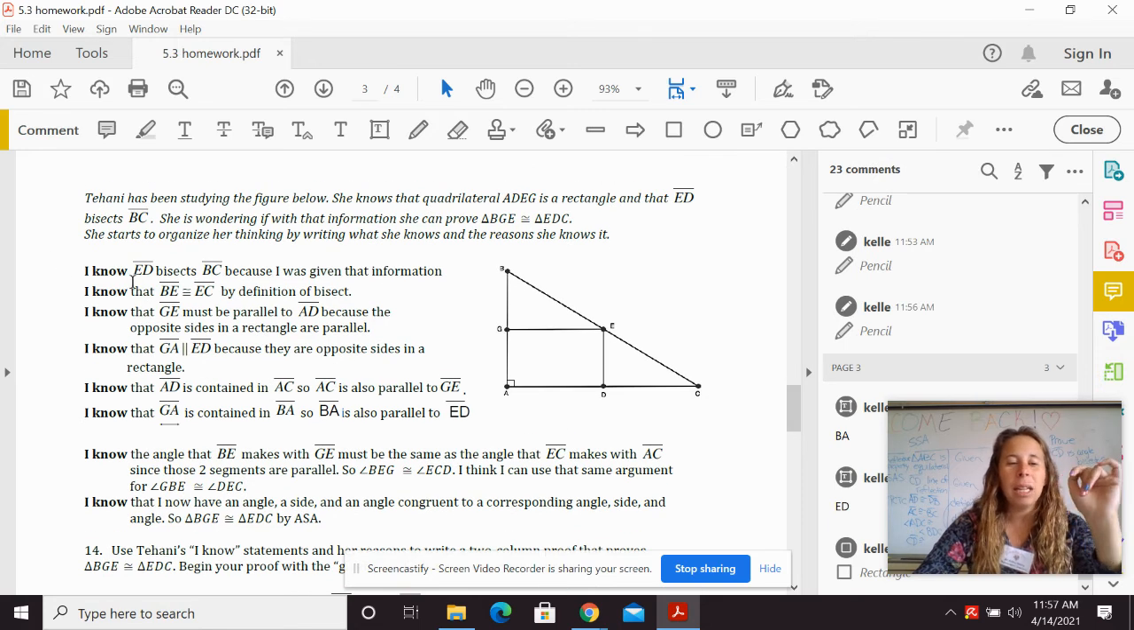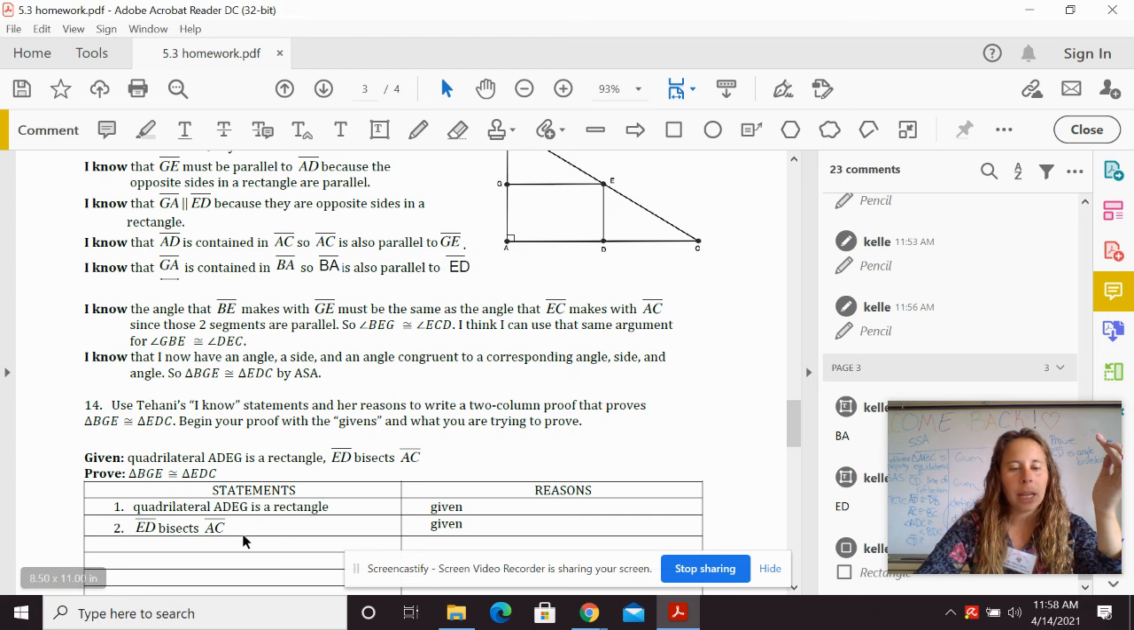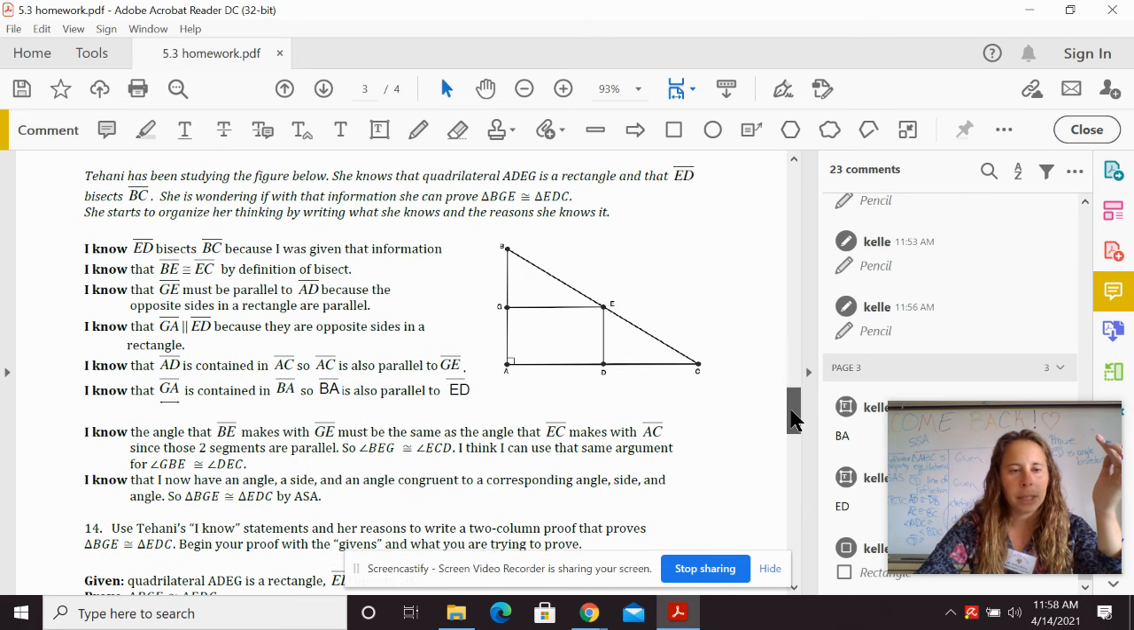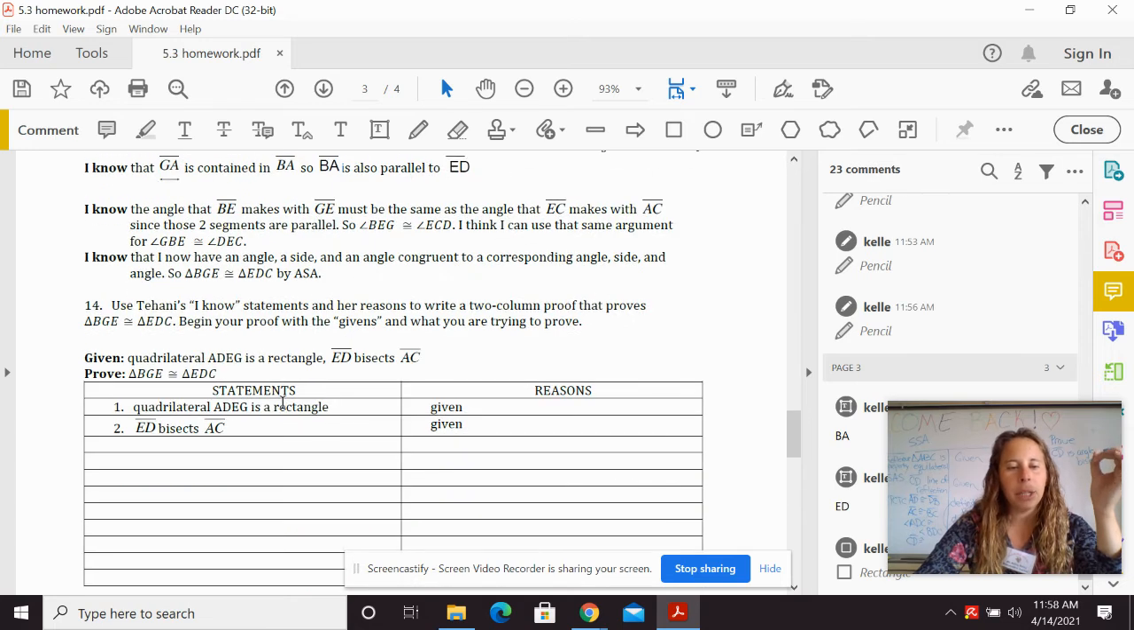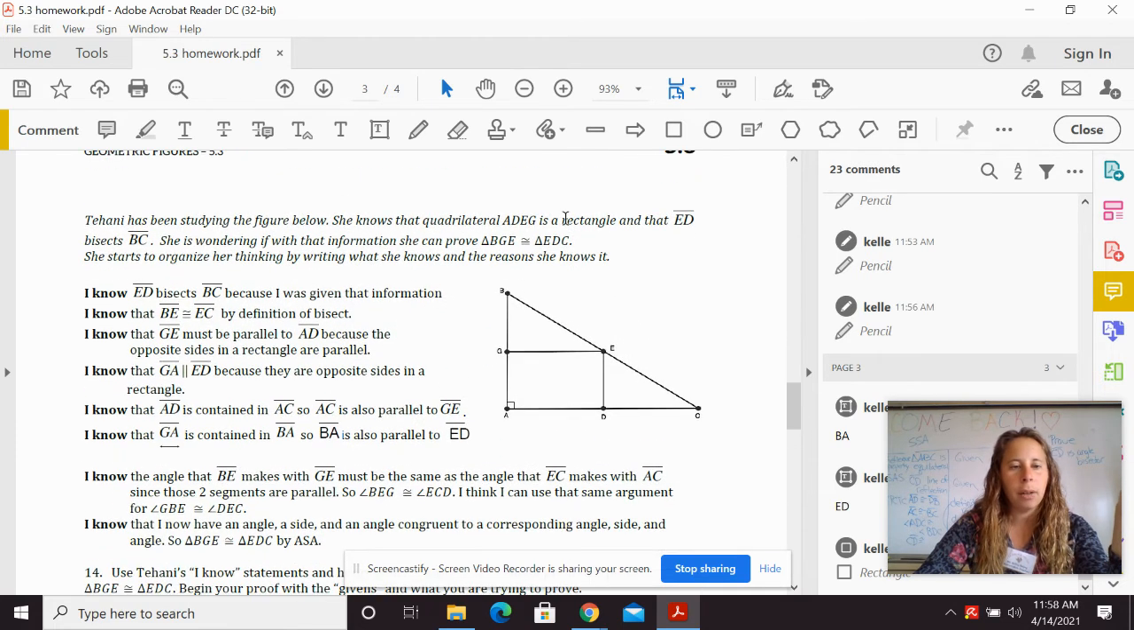I know ED bisects BC because I was given that information. So ED bisects BC. So you should write that in your proof. Oh, I don't think she says this in her sentences. No, she doesn't. So they also gave you this. Quadrilateral ADEG is a rectangle. You were given that information as well. She knows that it's a rectangle and that ED bisects BC. So those are the 2 things you are given. You're given that information. All right. So then the next thing.